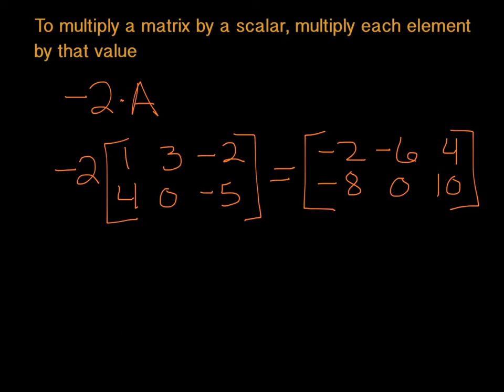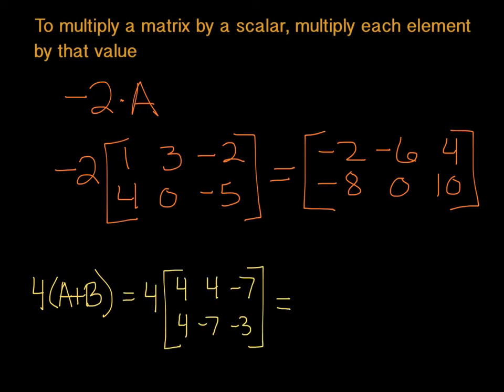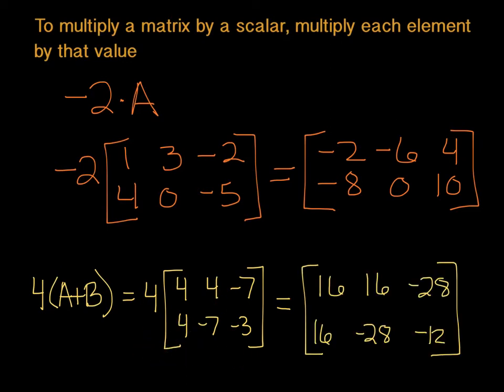And you could do more complicated ones. For example, we could do this. I could ask you for 4 times A plus B. So first you'd have to add A and B, which we already did in the last problem, and then take that and multiply each element by 4. So here I've just copied this from when we did add A and B. And we've got 16, 16, -28, 16, -28, -12. All right, so scalar multiplication is easy. Adding and subtracting is pretty easy. And now here comes the hard part. I'm going to learn how to multiply two matrices together.